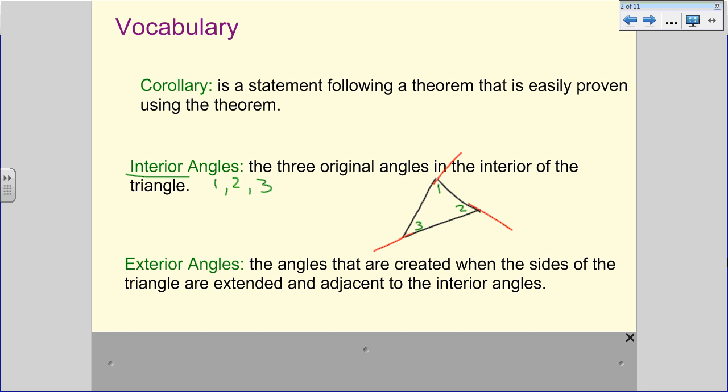If I now look, I have to be outside the triangle, but adjacent to an interior angle. So here's angle 1. The adjacent angle would be angle 4, we'll call this. This would be angle 5. These would be adjacent angles. They share the side. And then angle 6. So our exterior angles are 4, 5, and 6. It's when you take each side and extend it in one direction, continuing to extend it as a ray.